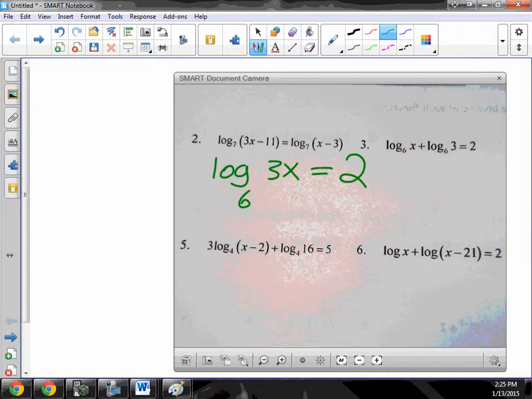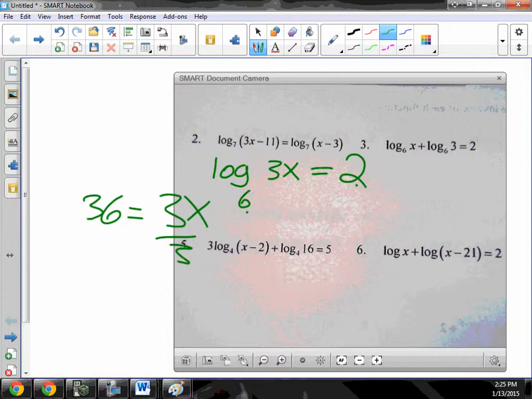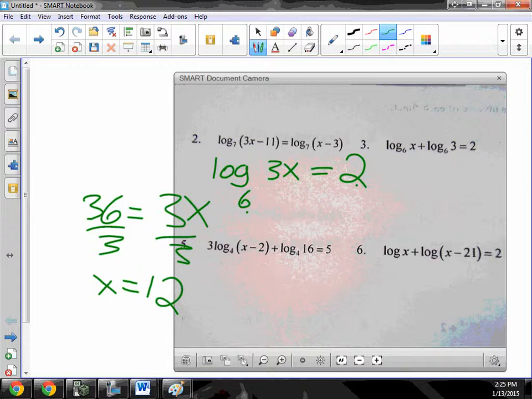Now what do I do? Convert, you could guess and check. If it's a decimal, good luck. So the conversion rule says 6 squared, which is 36, equals 3x, divide that by 3, and x is 12. Now, it's a good idea to check to see if you're right, especially because you can't trust the answers, apparently, on this. So, if I put a 12 in there, is 6 squared equal to 3 times 12? Yes. So that one worked.